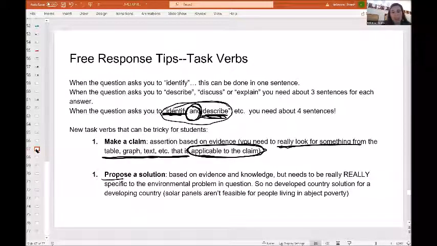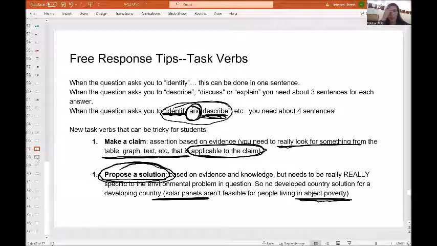The next is proposing a solution. This, again, really, really needs to be specific to the environmental problem. If you're talking about a place where people are living in extreme poverty or in a developing country, using things that are really only available in a developed country is not applicable, okay? So please make sure that you are looking at the problem they're giving you and that your solution is really appropriate to it.